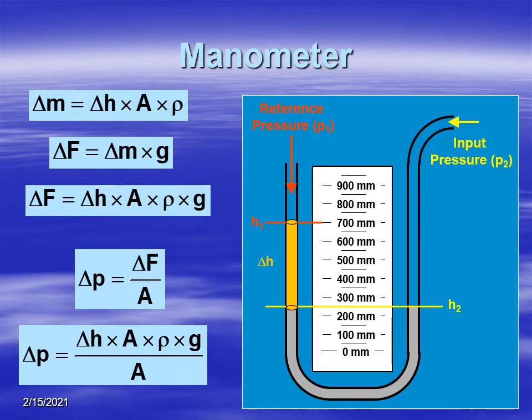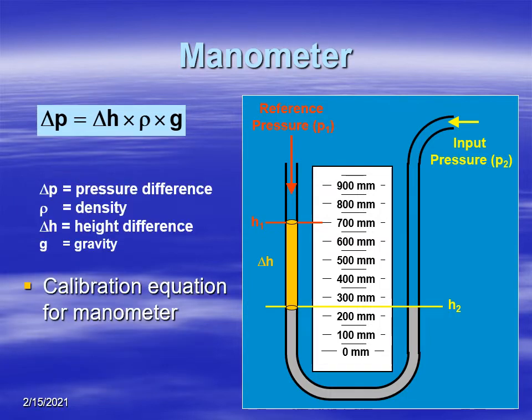And now if you go one step further and include the difference in force in the pressure equation, remember pressure is equal to force per unit area, but we're looking at the difference in pressure and the difference in force. If we substitute the equation we have for the difference in force into this pressure equation, our new equation for the difference in pressure, as you see at the bottom, shows that it's the difference in height times the area times the density times the gravity divided by the area. It looks like the areas cancel out.